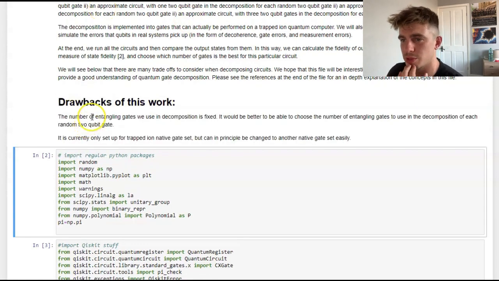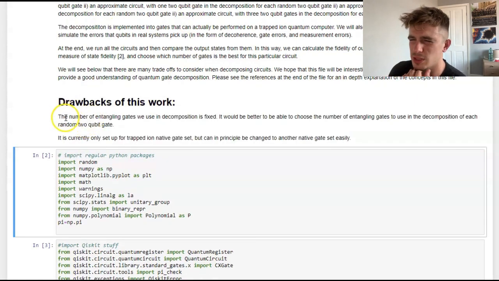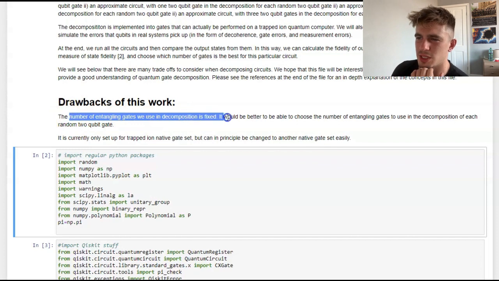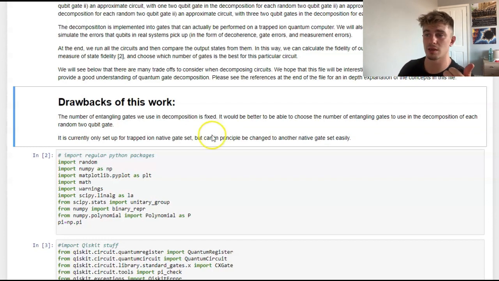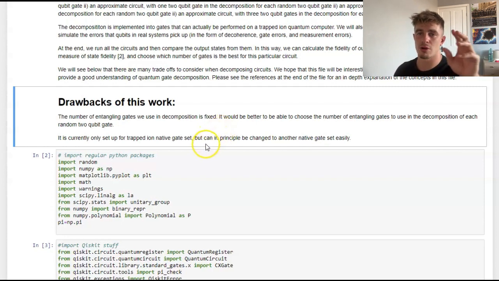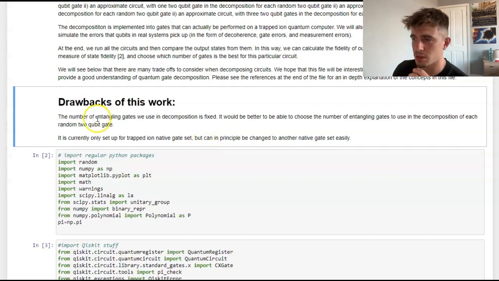So there's multiple things that are wrong. But essentially what's happening is I'm choosing a fixed decomposition, where it would be nice instead to have the ability to say on the first 2-qubit gate, let's decompose that one exactly, and on the next one maybe I only need to use 2 entangling gates, and on the next one I only need to use 1. So that's definitely a drawback of this.